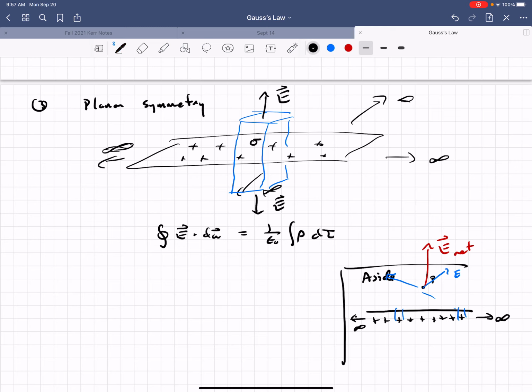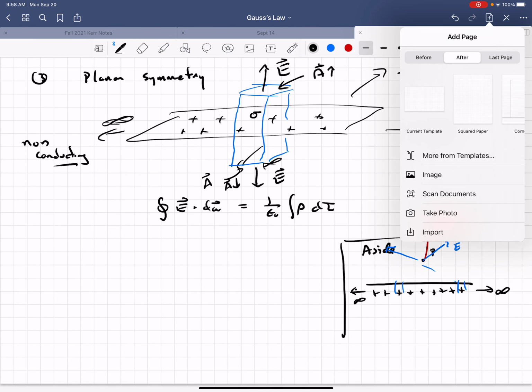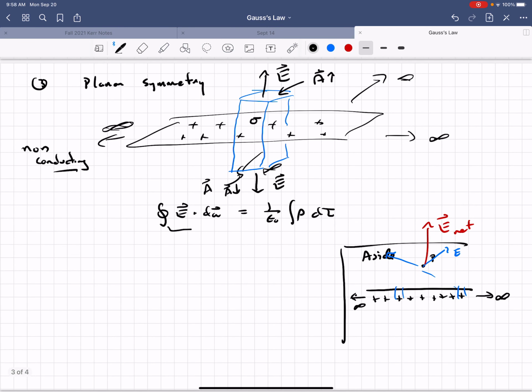And so now what happens is that the top of the box has some area A, and the bottom of the box has some area A, and the A vectors point perpendicular to the surface, and they point in line with the electric field. So if we have planar symmetry for a non-conducting surface that has charge sigma on it, we would have electric field that comes out the top of my Gaussian box, and I would have electric field that comes out the bottom of the Gaussian box. And in both cases, the electric field is aligned with the area. And so I'm going to have E times A at the top on this side, and I would have E times A at the bottom on this side. And so I would have twice the electric field times the area.